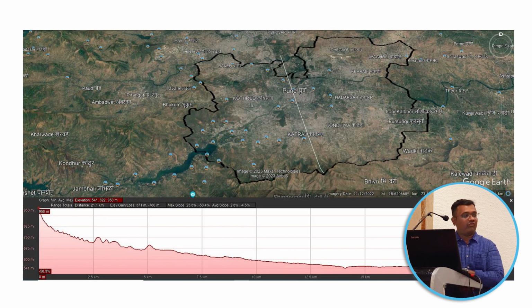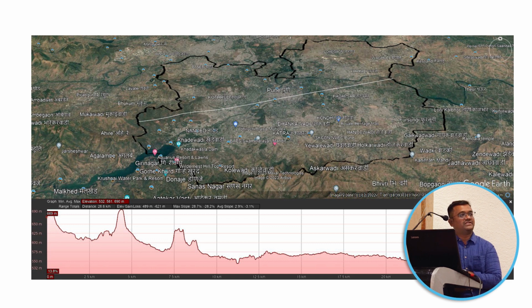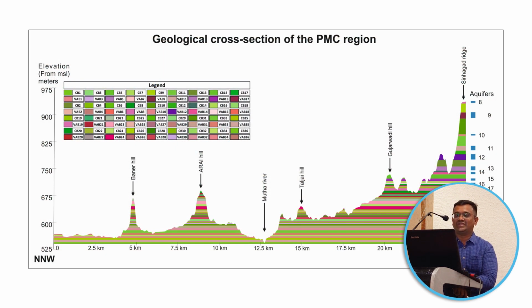So what we have done is we have taken multiple traverses. For example, this is the north-south traverse of Pune city. This is the east-west traverse of the city. And as per the elevation, we have mapped 72 different layers of compact and vesicular basalts. And we have also mapped the aquifer systems from these rocks.